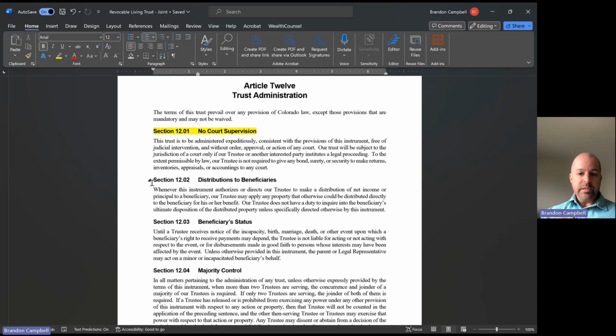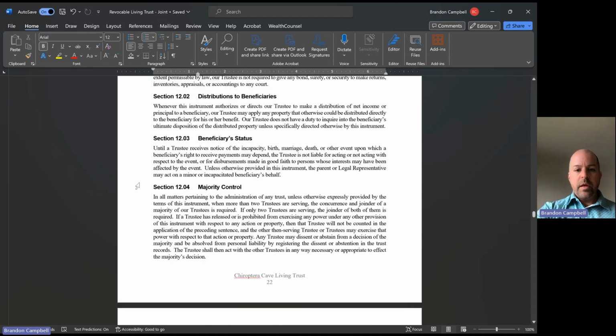Distributions to beneficiaries. So the basic idea here is just saying that when the trustee distributes money out to the beneficiary, they can distribute it. They have no obligation, the trustee, to follow up and find out what the money was used for. That's just overly cumbersome and micromanaging, and it will be very difficult to enforce.